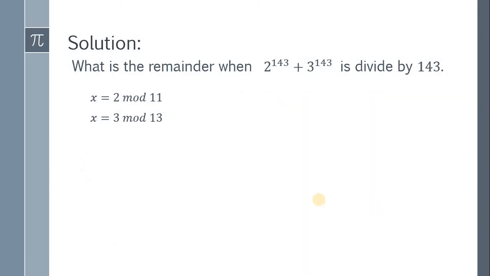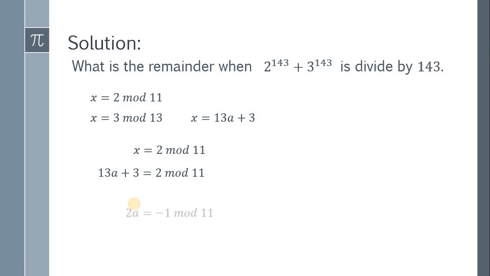Now, another method is using algebra. So in this case, we use x is equal to 3 mod 13. This can be written as x is equal to 13a plus 3. Using the other congruence, we have x is equal to 2 mod 11. Now, since x is equal to 13a plus 3, substitute the value of x. We have 13a plus 3 is equal to 2 mod 11.